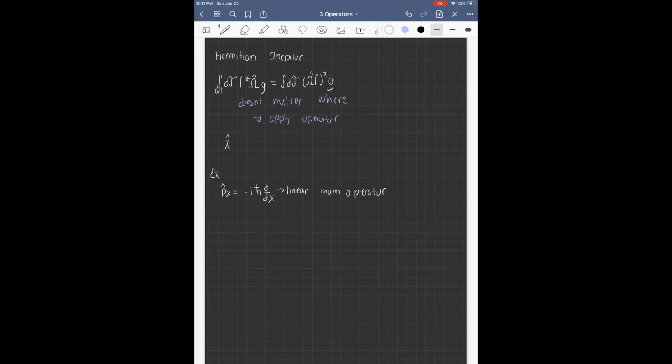You can only do it in some cases, and later on in this video, I'm going to tell you when you can use that. So that's basically the linear momentum operator, and h bar is just Planck's constant over 2 pi. All right, so the next example of an operator would be the energy operator.